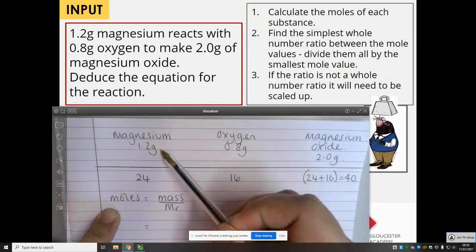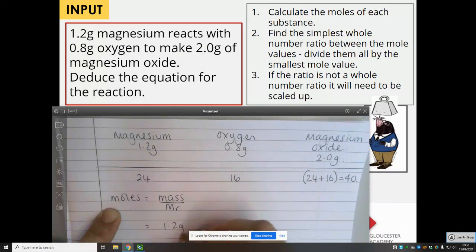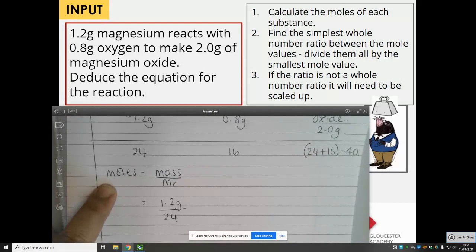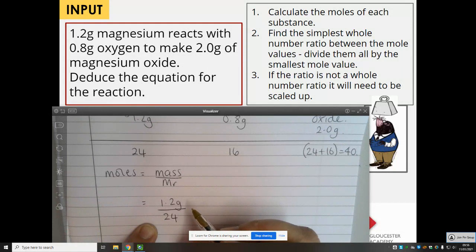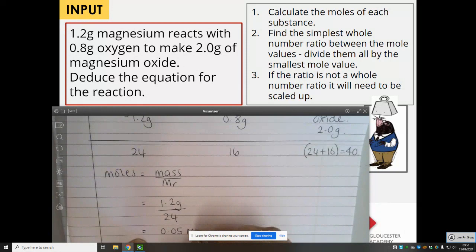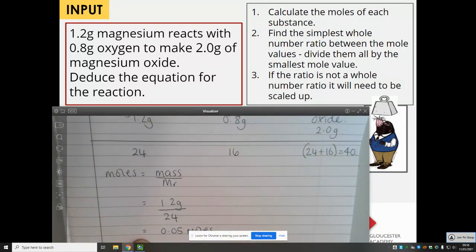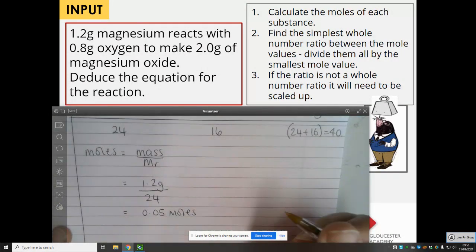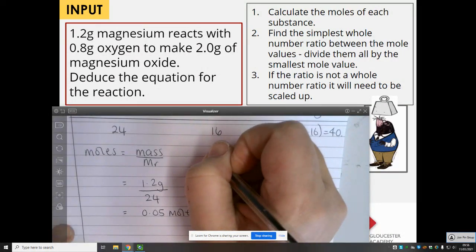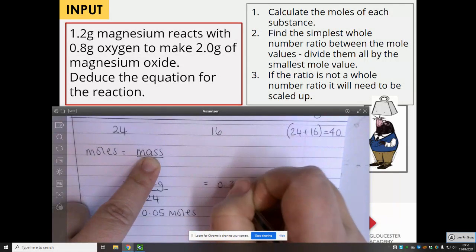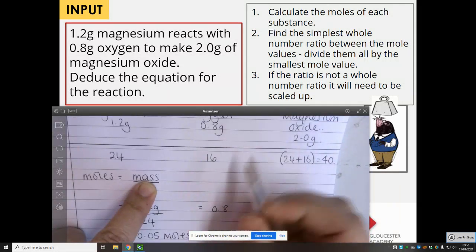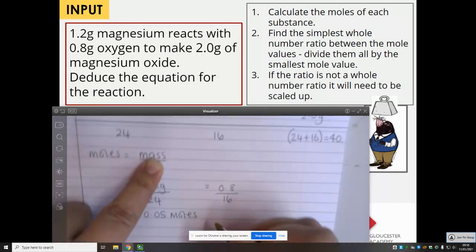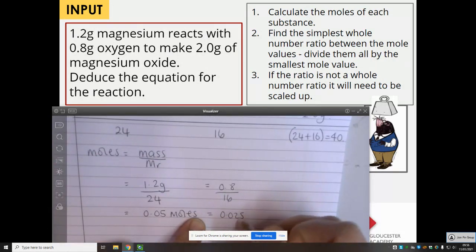so I take my mass, which is 1.2 grams, and I'm going to divide it by 24. Feel free to use a calculator, but that is 0.05 moles. I'm going to slide my page up a bit. Let's do the same for oxygen. So moles equals mass over Mr. So this time I've got 0.8 over 16, which is actually going to give me 0.025 moles.